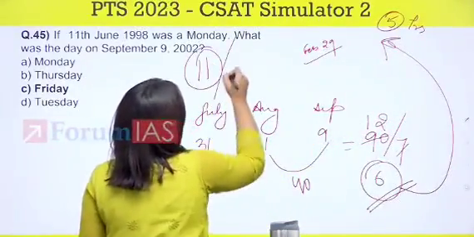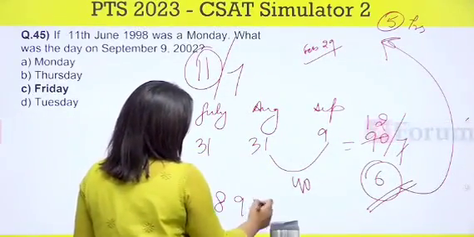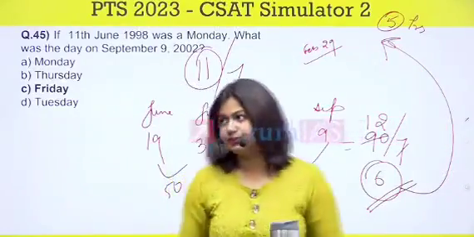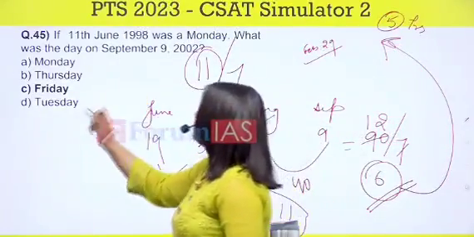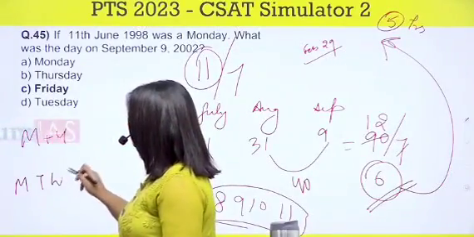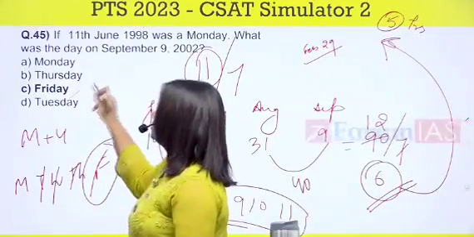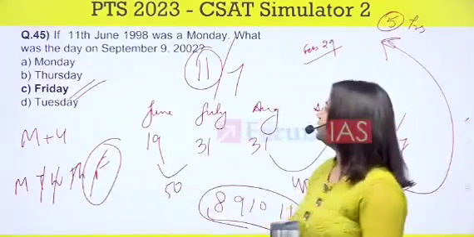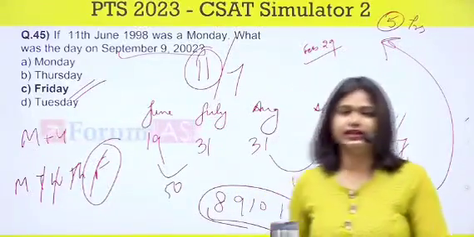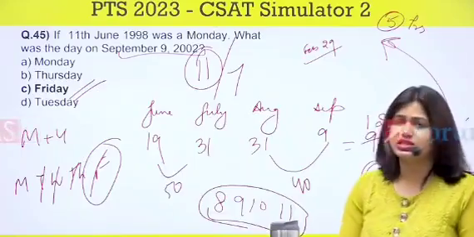And this 11 I divide by 7 finally. 7, 8, 9, 10, 11. 4 is the remainder that I will get, right? And if it was a Monday, Monday plus 4: Monday, Tuesday, Wednesday, Thursday, Friday, 1, 2, 3, 4. The last day will be a Friday. So what do I have to calculate? 9th of September 2002 is a Friday. Alright, this is how we calculate odd and even days. So question 45, the correct answer was C.